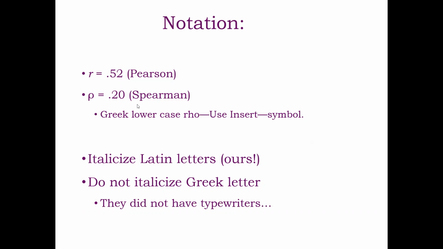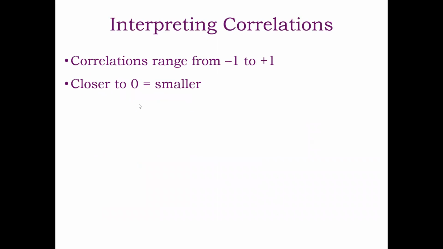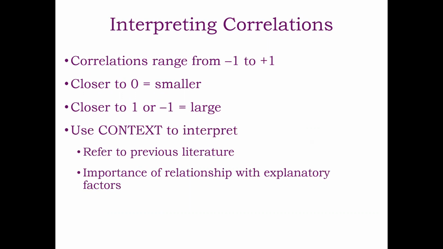So how should we interpret correlations? This is just as important. Like I said, they range from -1 to 1. The closer to 0, the smaller. The closer to 1 or -1, the absolute value of 1 is large, right? We just have to use context. So as researchers, we look at previous literature, that is what's already been published, what experiments and other empirical data have already been published. And then does it really matter, right?